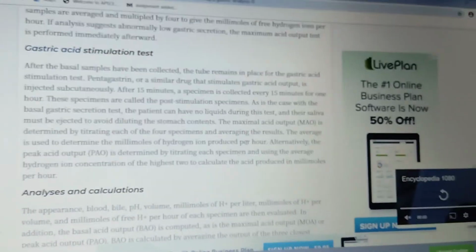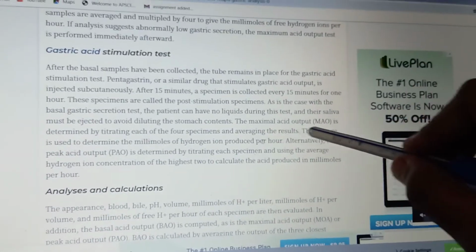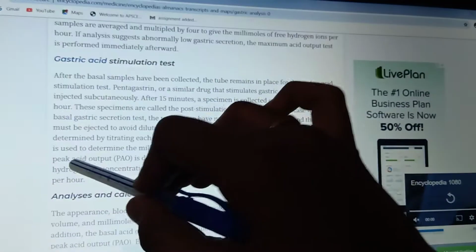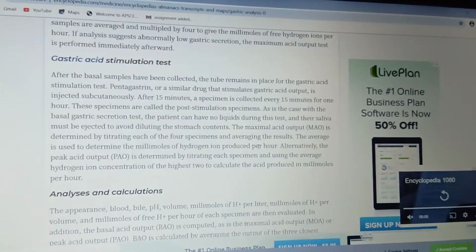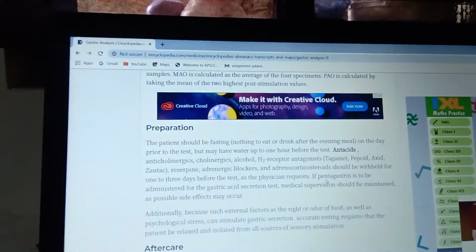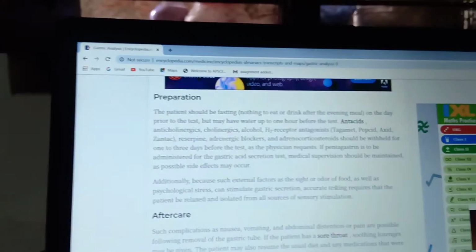Next, what are the two values they are going to identify? Maximal acid output and peak acid output, along with the basal acid output. These outputs are categorized according to the normal level. And what analysis and calculation they look at by doing the test, and what the normal values of the test are, I will show you afterwards.